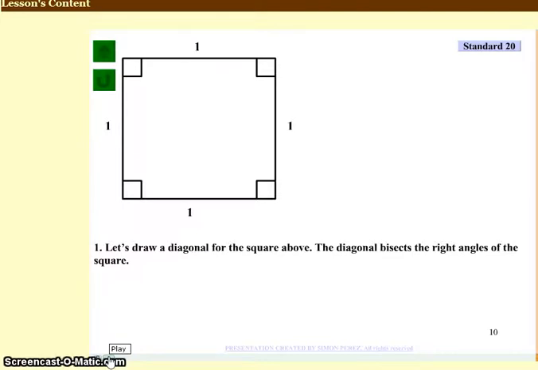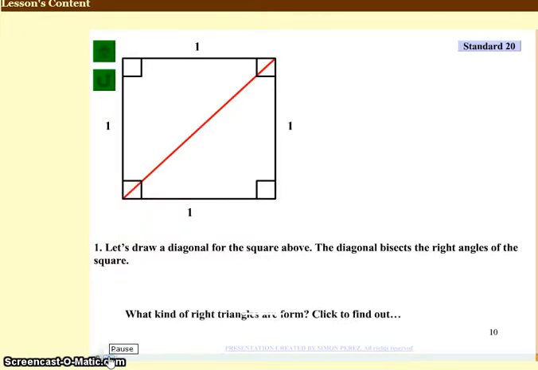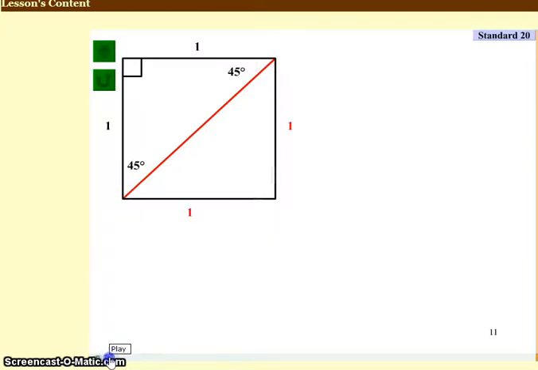Okay, so we're going to draw a diagonal for this square, and the diagonal bisects the right angles on two of the corners, two of the vertices. So what kind of right triangles are formed? Well, since the sides are equal, we know those are isosceles right triangles, and they are 45, 45, and 90 degrees.